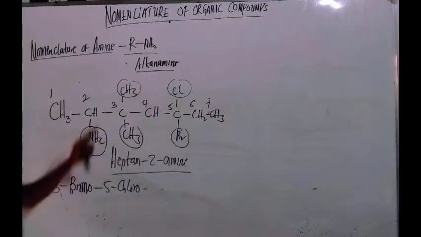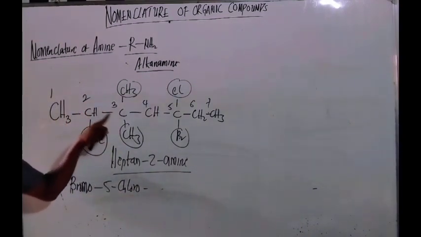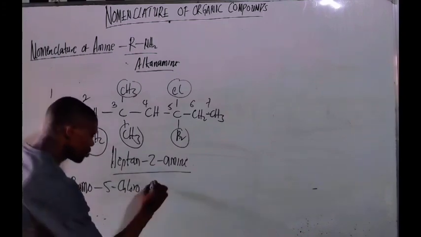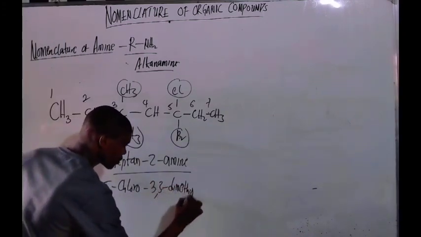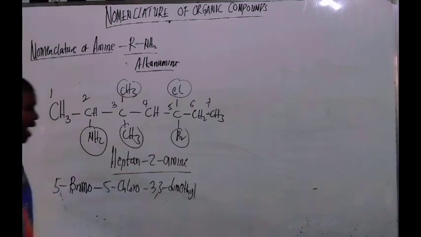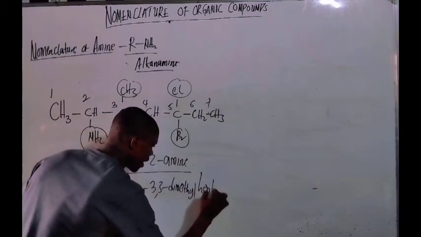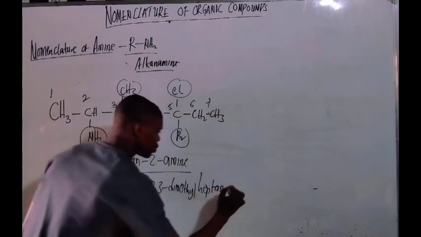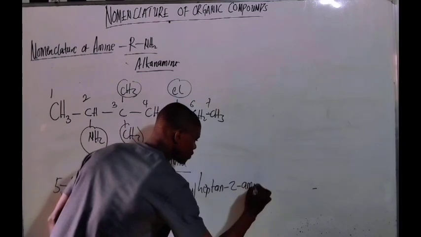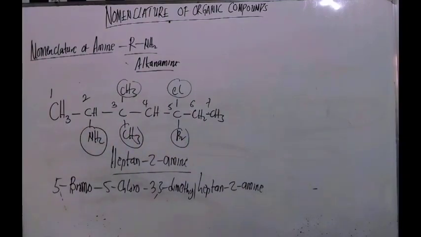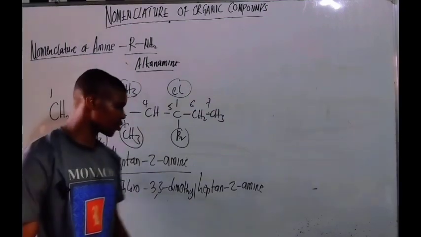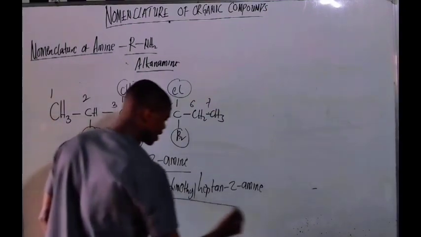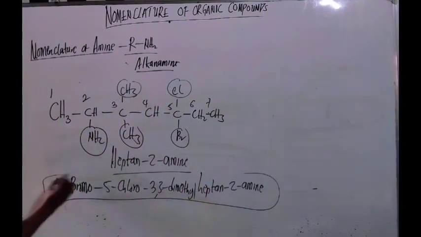Now methyl is at 3, so it's going to be 3,3-dimethyl. So 3,3-dimethyl hepta-2-amine. The full name is 5-bromo, 5-chloro, 3,3-dimethyl hepta-2-amine. So this is the name of this compound.